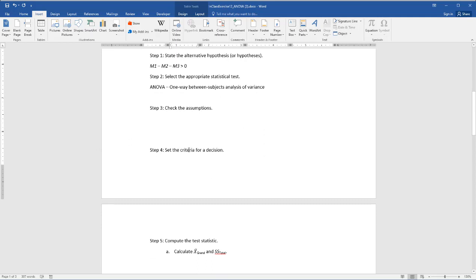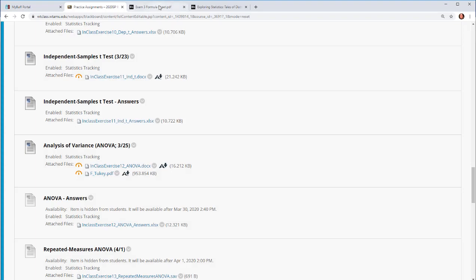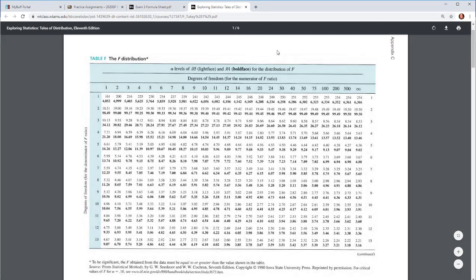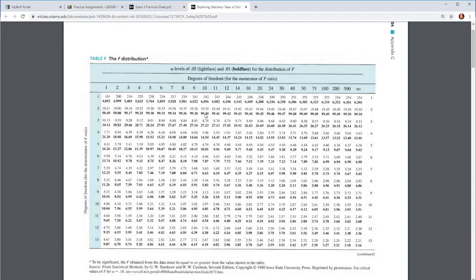For our criteria, that's going to come from our table. And so if you look in here, we would get that using this table. And to use this table, we need two pieces of information. Well, really three pieces of information. We need our alpha level, which is 0.05. All of the light-faced are going to be those 0.05 alpha level, whereas the bold-faced that are right below them would be for 0.01 alpha level.